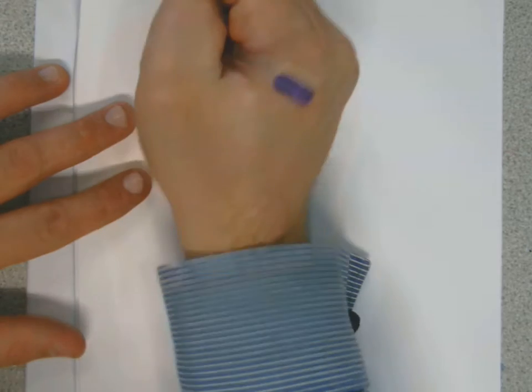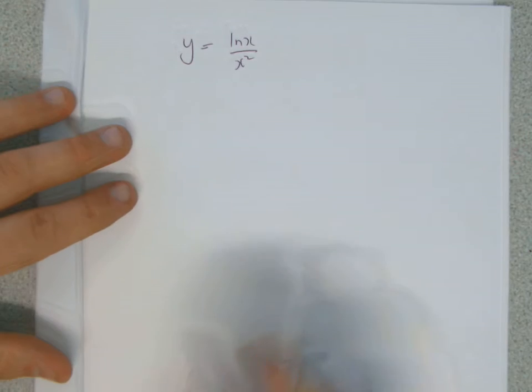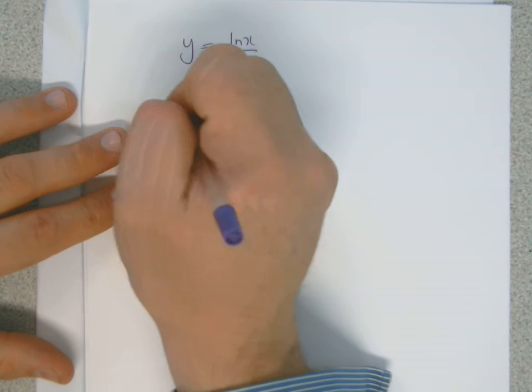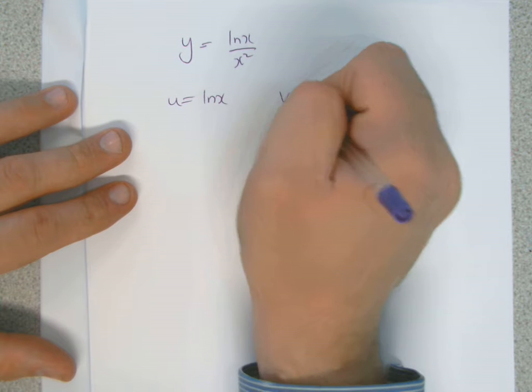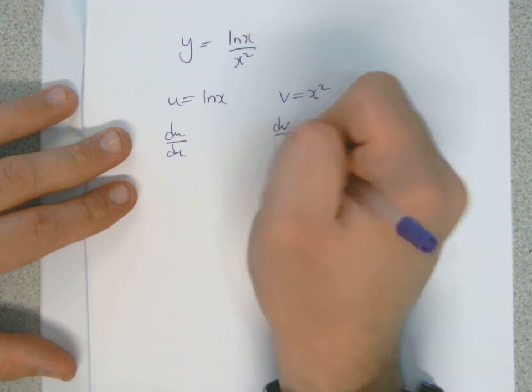If they give us something like this involving other functions, so suppose I've got this y equals ln x over x squared, you go through the same process. You appreciate it's a quotient. U on the top is ln x, v on the bottom is x squared, and you do du dx, and you do dv dx.